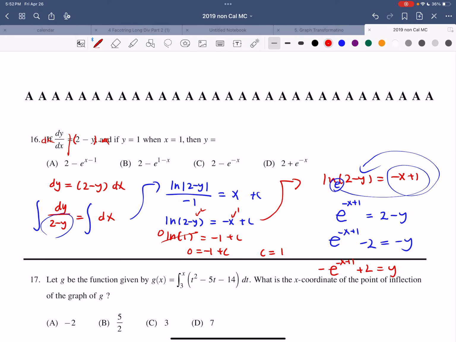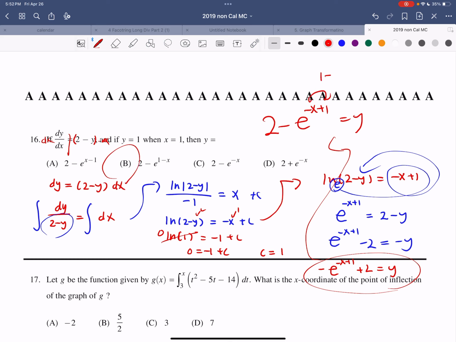So which one gives you this? 2 minus e to the -x plus 1 equals y. It's going to be this, because the only thing I have to do is switch this one, like 1 minus x, right? So the answer is going to be B.